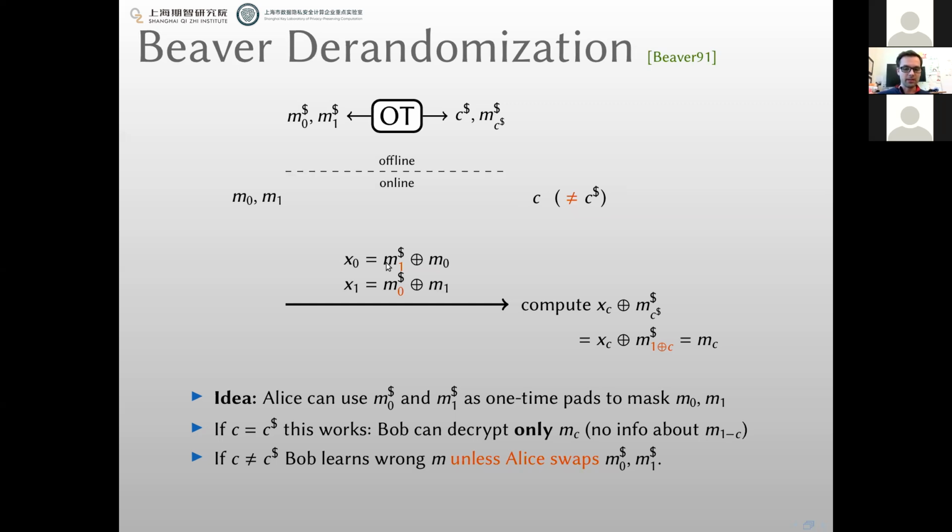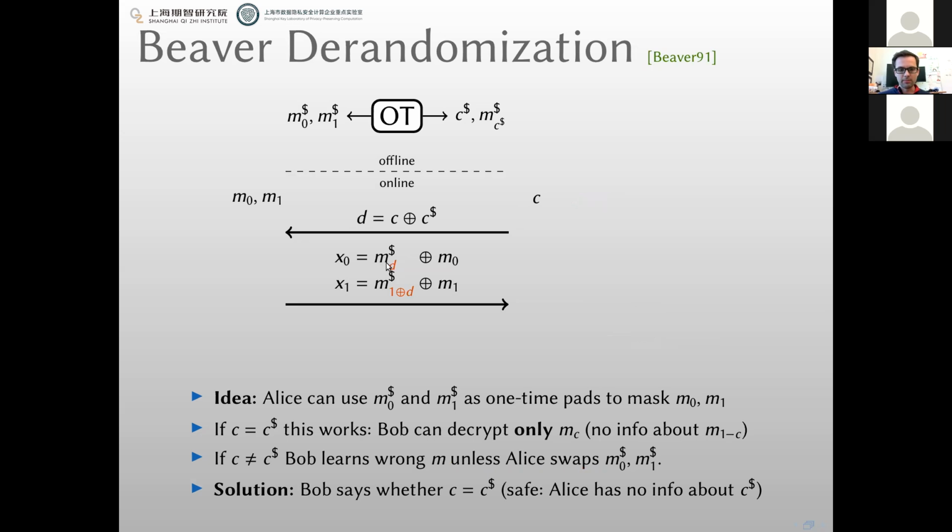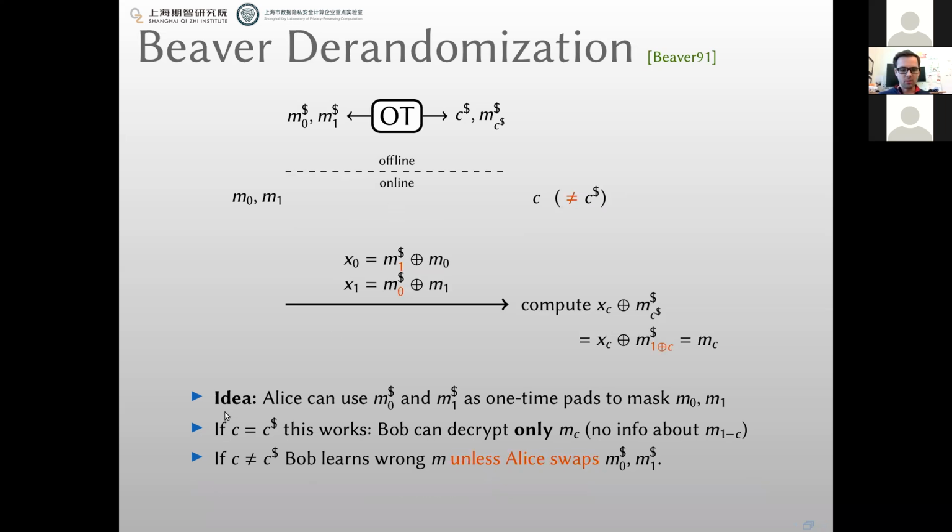So sometimes Alice needs to switch the one-time pad keys that she's using. How does she know when to switch? Well, Bob can just tell her. So Bob can actually say whether C equals C random. Since C random is random, then this leaks no information.